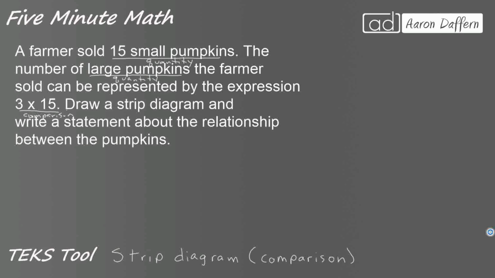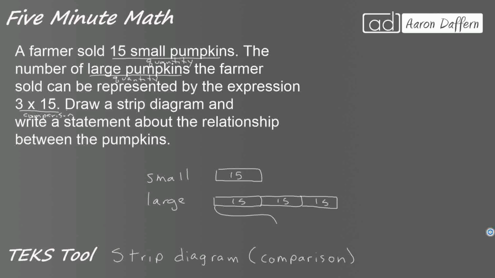So how could we draw a strip diagram and write a statement about the relationship between the pumpkins? Well, what we know is that there are 15 small pumpkins. So I'm just going to draw a box here. And that's going to show 15. And then the large pumpkins is going to be 3 times 15. So what I could do is draw 3 sets of my 15. And if I wanted to calculate that, I could just multiply 3 times 15, and that makes 45.